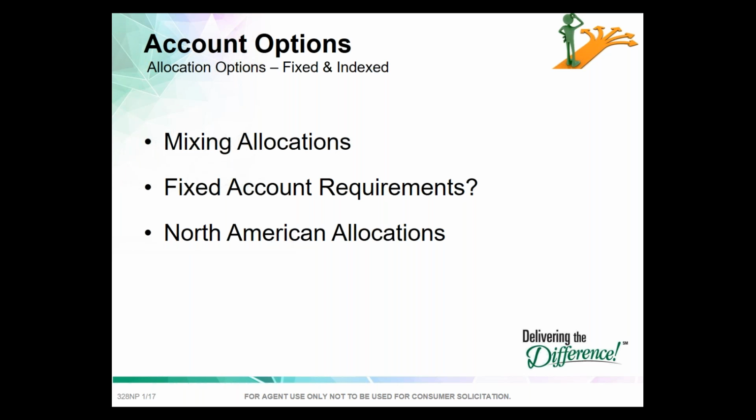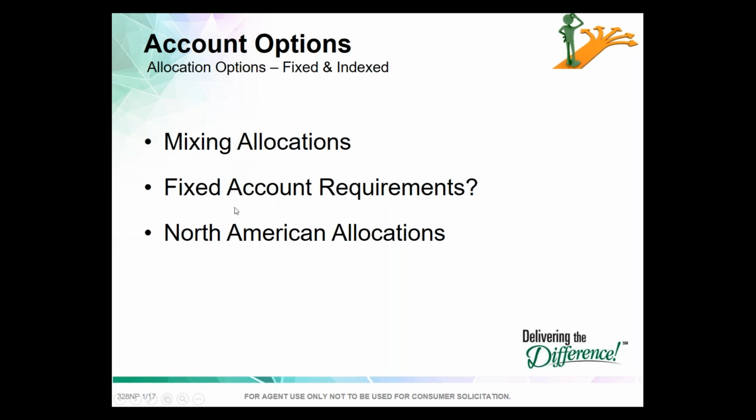Mixing allocations. I said just a moment ago that you have the fixed account or the indexed account. You can mix and match back and forth between those. For example, a client may say, I don't know if we want all of this allocated toward index selections. Can we put some of it toward the fixed account? Sure. You could put 50% in the fixed account and 50% in the indexed account. That's very common. You can do whatever percentage the client would like, whether it's 99% and 1% or whatever, as long as they are 1% increments.